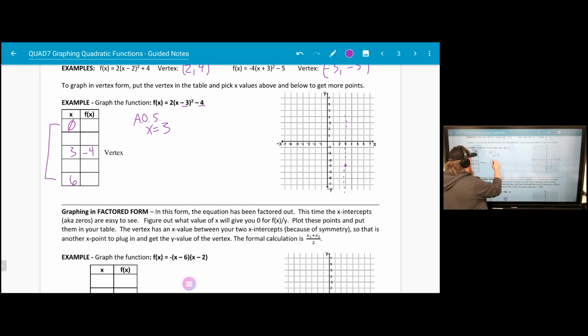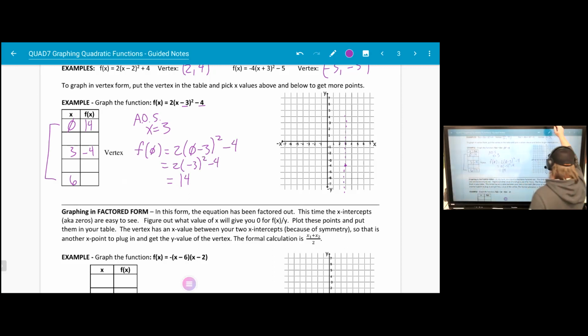The f of 0 is 2 times 0 minus 3 squared minus 4, which is to say this is 2 times negative 3 squared minus 4. Well, negative 3 squared is positive 9. 2 times 9 is 18. And 18 minus 4 is 14. So 0, 14. Does that go off the graph? Yeah, it sure does, and that's okay. But I've got 2 more values to work with. I've got 0, 14, which is somewhere way up there, and I've got 6, 14. So we'll deal with that later. That's fine. We just needed 5 points anyway.